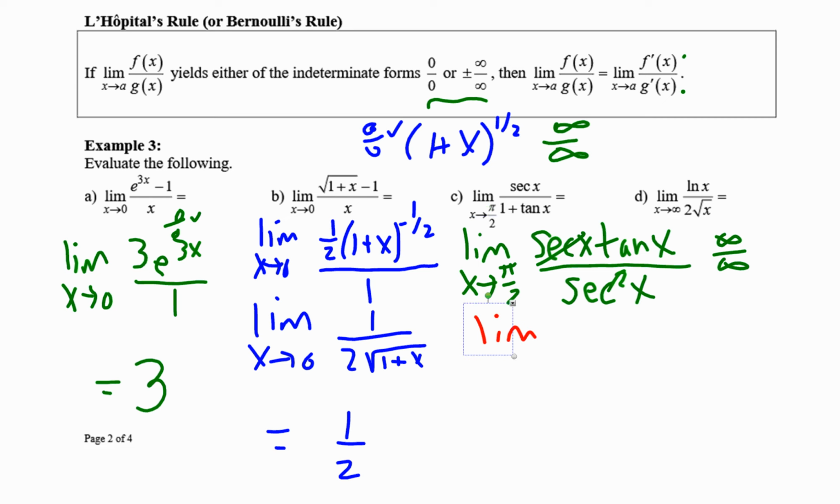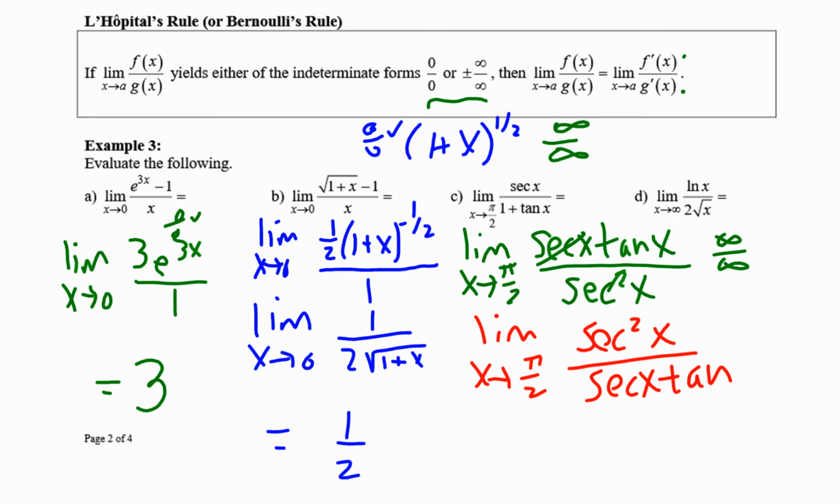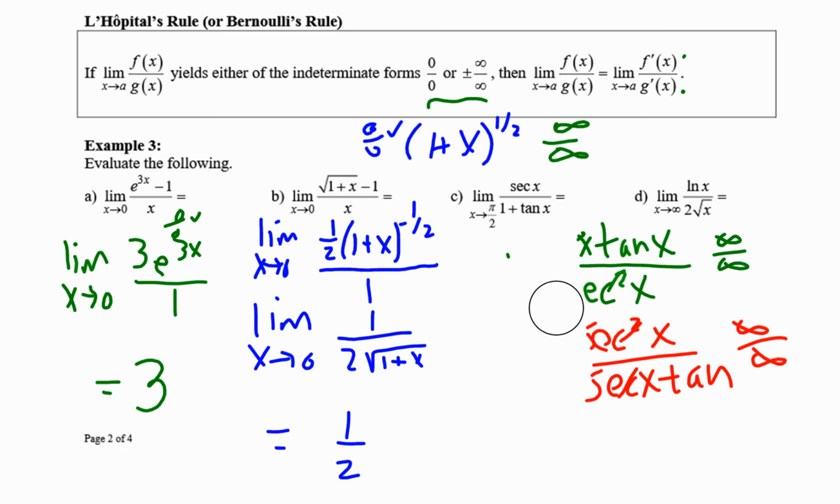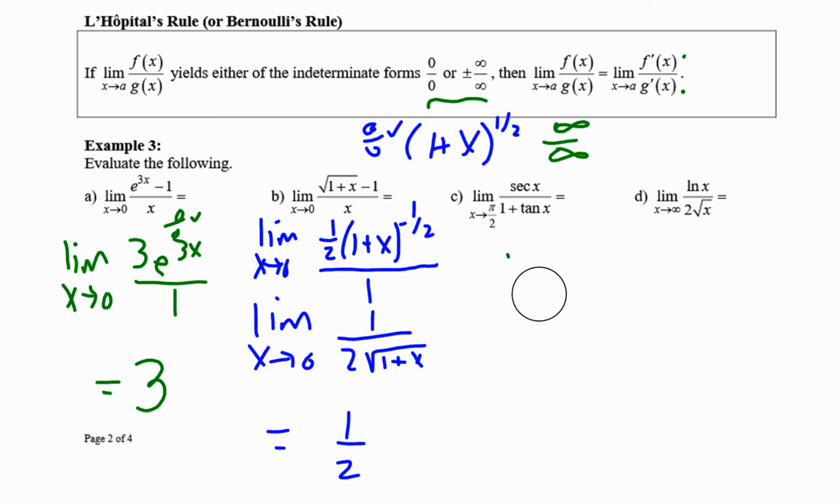Limit as x approaches pi over 2. Derivative of that is secant squared x. Derivative of secant is secant x tangent x. We could cancel one of those out. Guess what? We get infinity over infinity. So now what? Well, do something else. That's what that means. Sometimes this works, and sometimes it doesn't. Sometimes you end up with an infinite loop here. All right, so now we got to think about it a little bit differently.